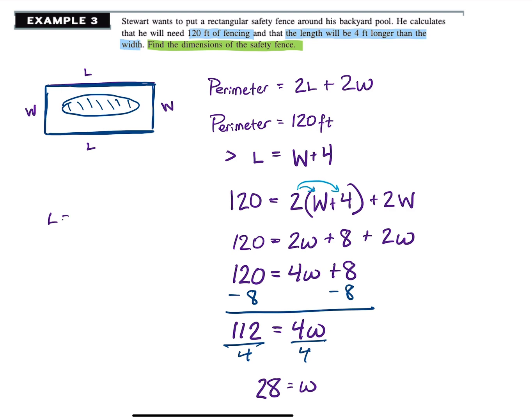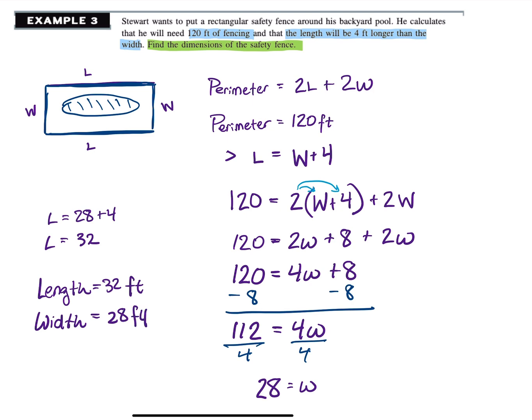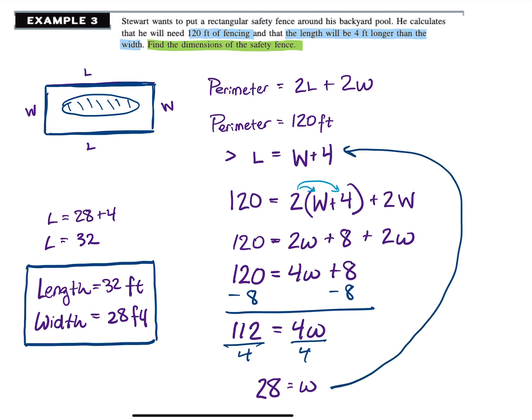So our length should be 28 plus 4, or 32. So our length is 32 feet, and our width is 28 feet. So we had to take this and go back and plug into how we described length in terms of width earlier. That would be our last step.